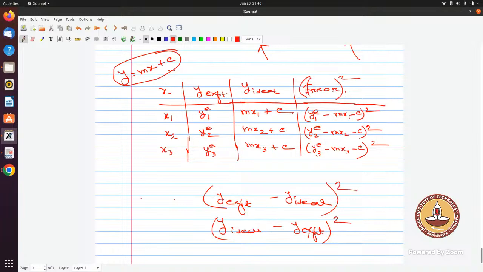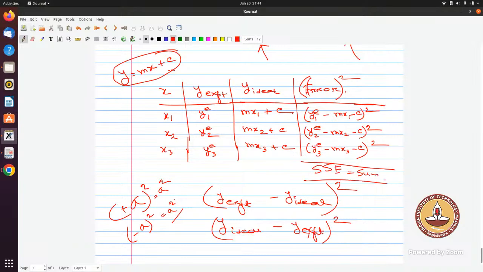Positive and negative: if I take a plus a square or minus a square, both of them will give me a square. That is what is happening. So experimental minus ideal or ideal minus experimental, whichever side you take. Now, if I take the sum of all these three, that will be your SSE, the sum square error. So you take the error, square it, and then take the sum. Is it clear? Yes, sir. Okay, great.